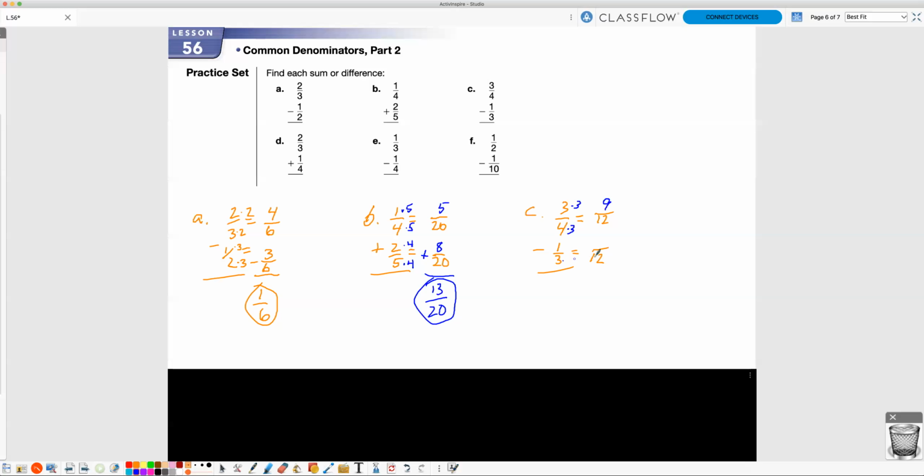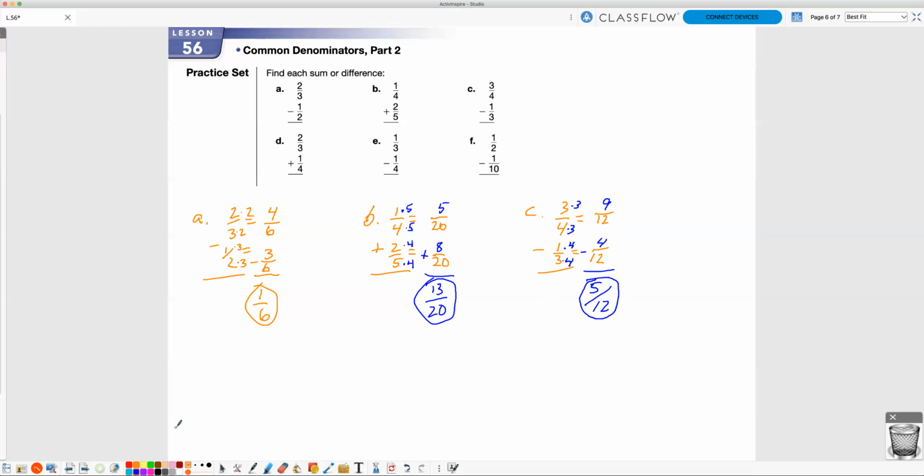This denominator would be times 4 to get to 12. So I have to multiply this numerator times 4, which ends up being 4 here. And it's subtraction. I've got 9 minus 4, which equals 5. And the denominator is 12. That can't be reduced. That's my final answer for that one.